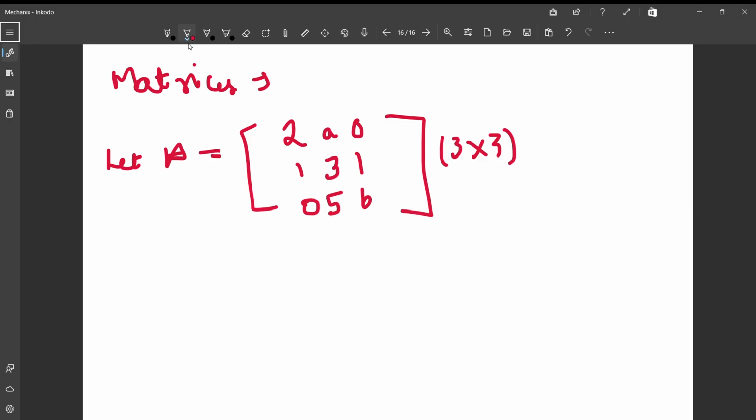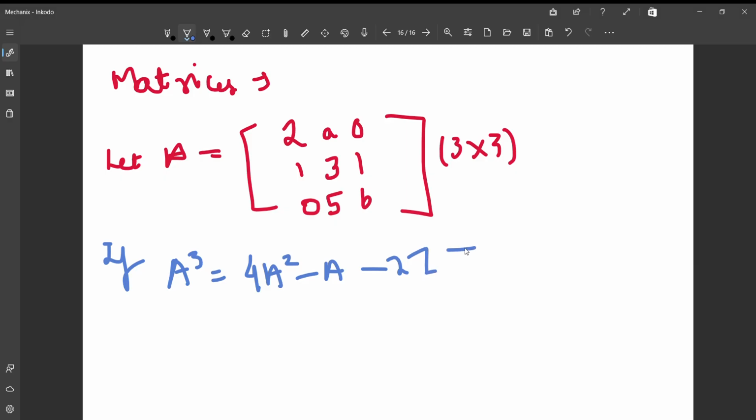So, the given condition is: if A cube equals 4A squared minus A minus 21I, where I is the identity matrix. I'll just denote it by I_n. So the question asks, what is 2a plus 3b?